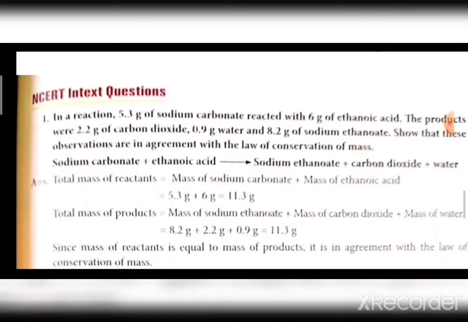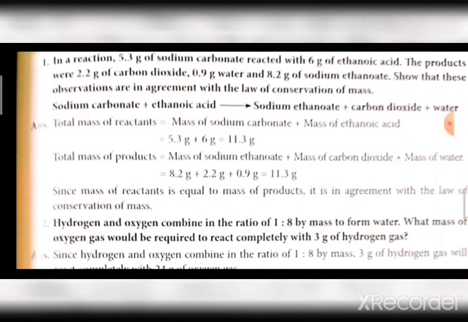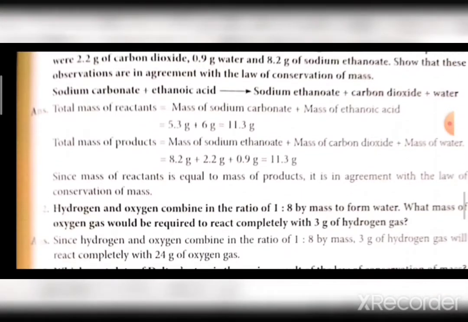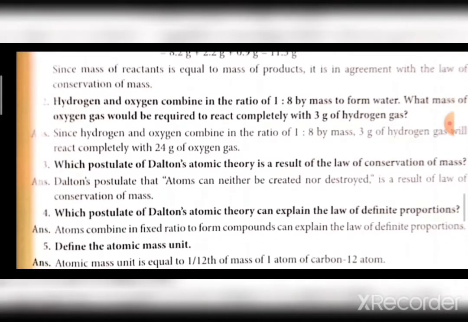So we just have to add the mass of reactants and the products, that will be equal to 11.3 grams. So it will prove that LHS equals RHS and mass can neither be created nor be destroyed in a chemical reaction. Second question is, hydrogen and oxygen combine in the ratio of 1:8 by mass to form water. What mass of oxygen gas would be required to react completely with 3 gram of hydrogen gas?